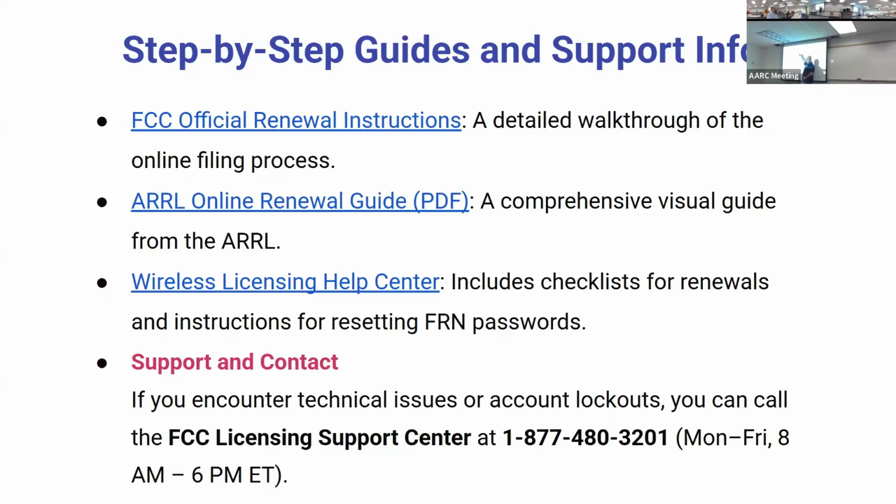This link is going to be active in the PDF. When you get the PDF file and download it, when you click that link, this is the FCC official renewal instructions that are step by step how to redo your license. The ARRL also has a renewal guide. It's a real nice PDF. Again, another advantage of being a member of the ARRL. There's another place you can go called the Wireless Licensing Help Center that can be helpful.